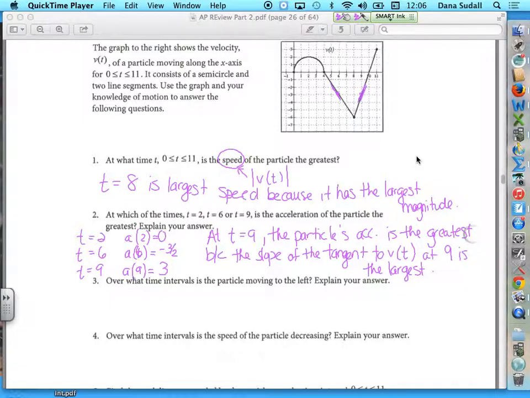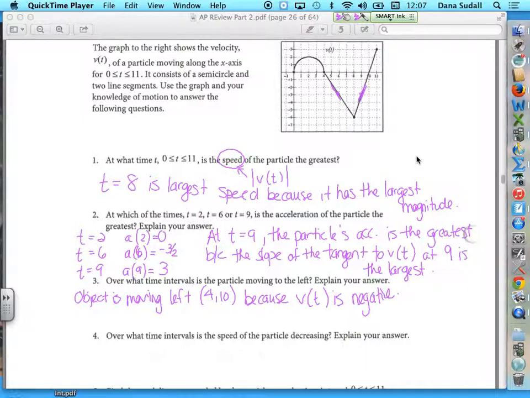Right, number 3 says when is the object moving to the left, and explain why. So the object is moving left from, it looks like, 4 to 10, because the velocity is negative. The velocity graph is below the x-axis there. It makes it negative, so that implies movement to the left.